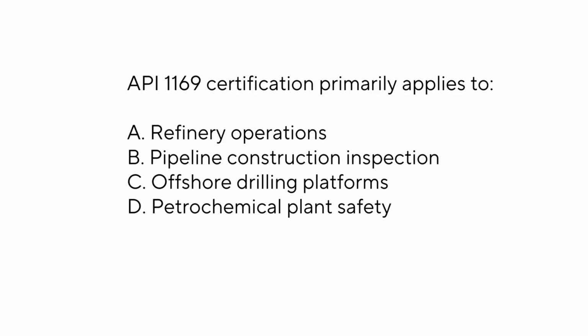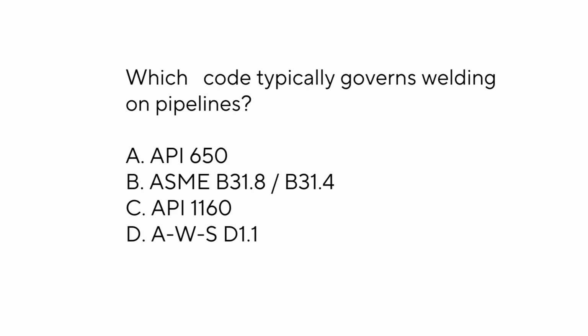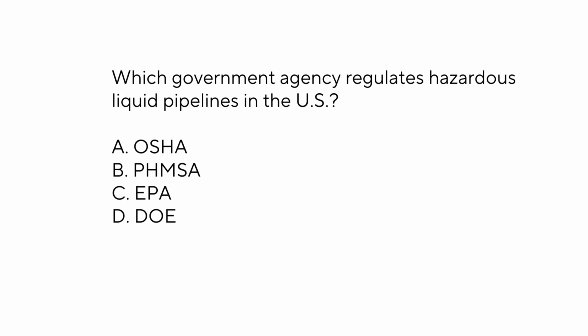Which code typically governs welding on pipelines? A. API 650. B. ASME B31.8/B31.4. C. API 1160. D. AWS D1.1. Answer: B. ASME B31.8/B31.4.